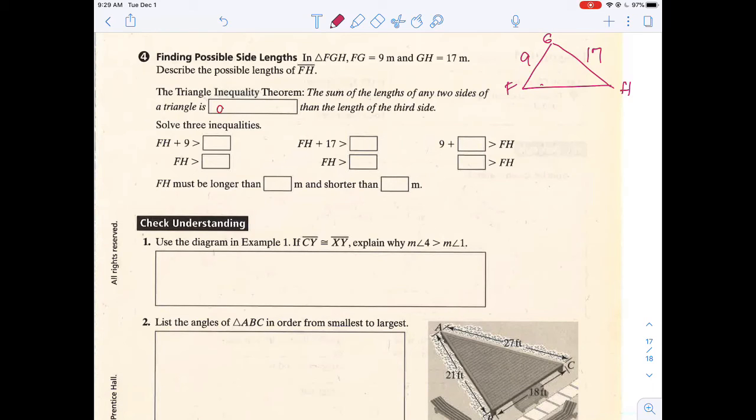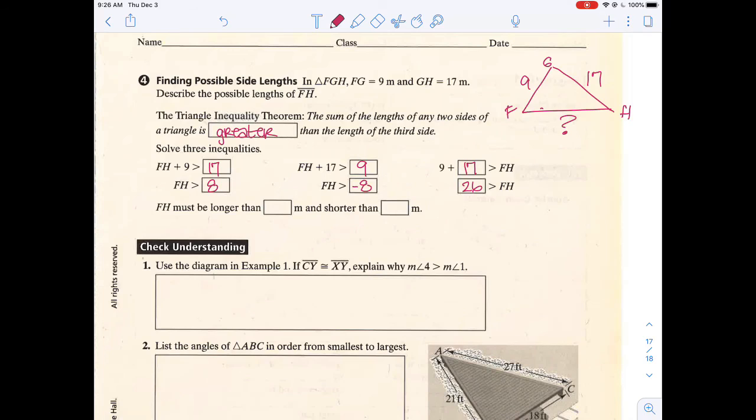So we know that the sum of the lengths of any two sides of a triangle is greater than the length of the third side. So FH, whatever it is, plus 9 has to be greater than 17. If we subtract 9 to the other side, FH has to be greater than 8. FH plus 17 has to be greater than 9. We subtract 17 to the other side, that would give us negative 8. And 9 plus 17 has to be greater than FH. And if we add those together, we get 26.